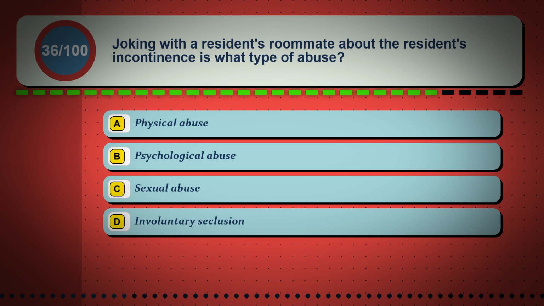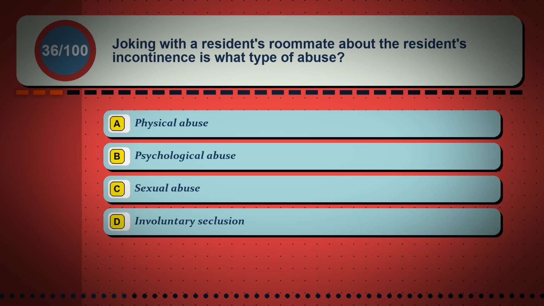Question 36. Joking with a resident's roommate about the resident's incontinence is what type of abuse? Option A. Physical abuse. Option B, psychological abuse. Option C, sexual abuse. Option D, involuntary seclusion.